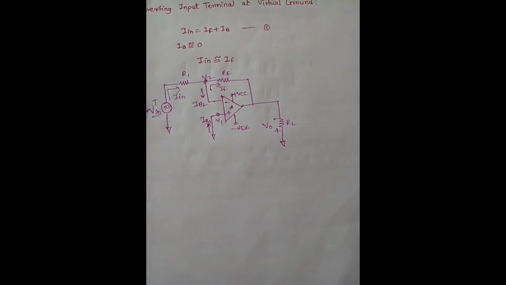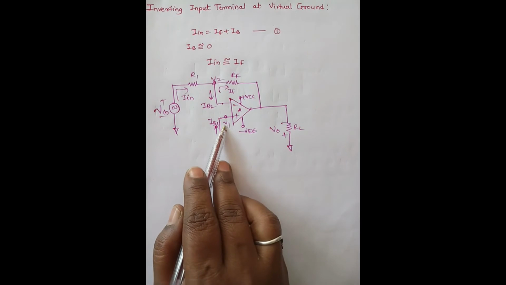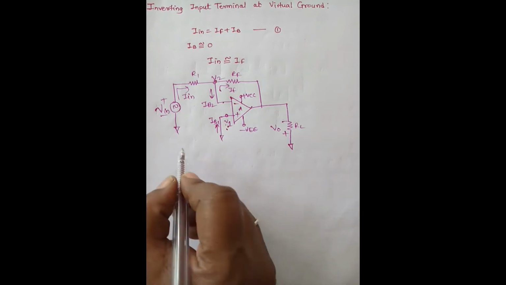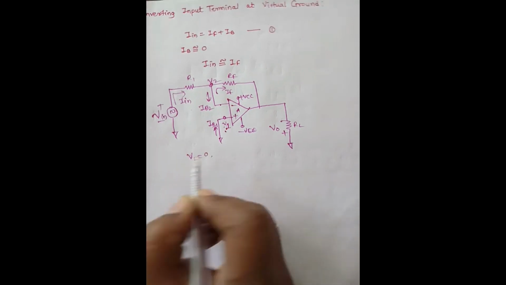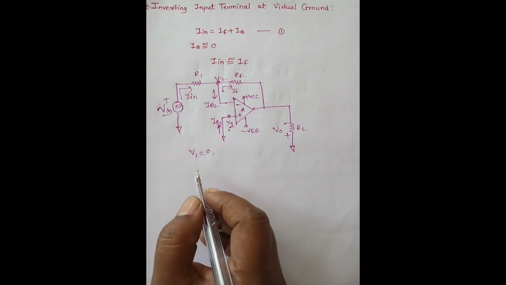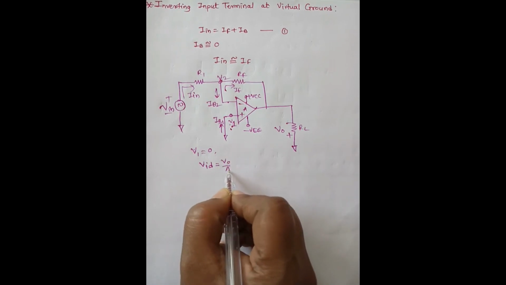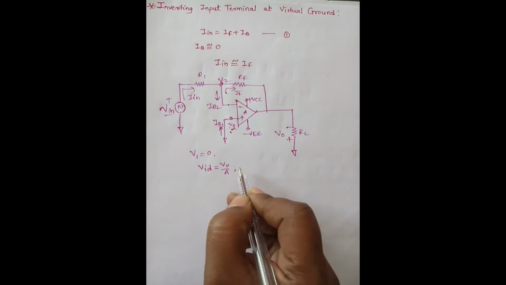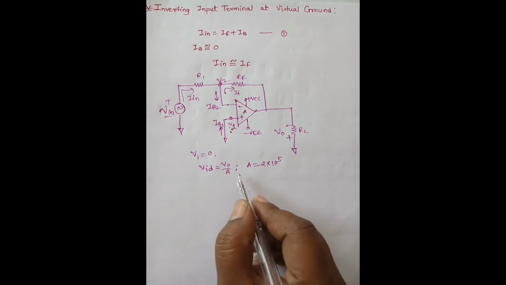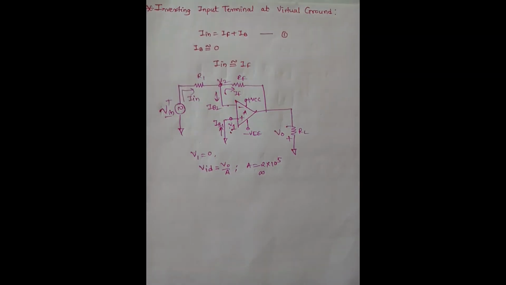Now what is the virtual ground concept? See here, for this non-inverting input terminal, input voltage is equal to V1, which is 0. Now we know that differential input voltage VID is equal to V0 by A, right? Here consider A is 2 into 10 raised to 5, very high. So any term divided by it, ideally we define as infinity.